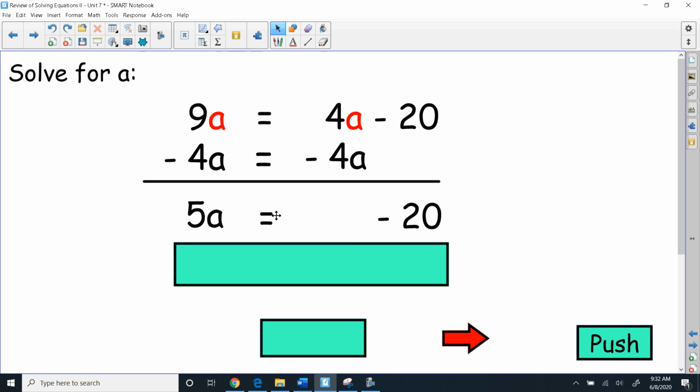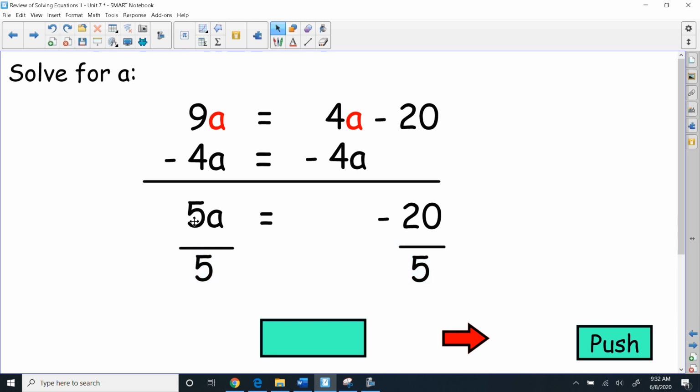Now we have to solve for a. We need to divide both sides by the 5. That way the 5 will cancel out over here and isolate the a by itself. Divide the minus 20 by 5. That'll give us a is equal to minus 4, or negative 4. So our answer would be a is equal to negative 4.